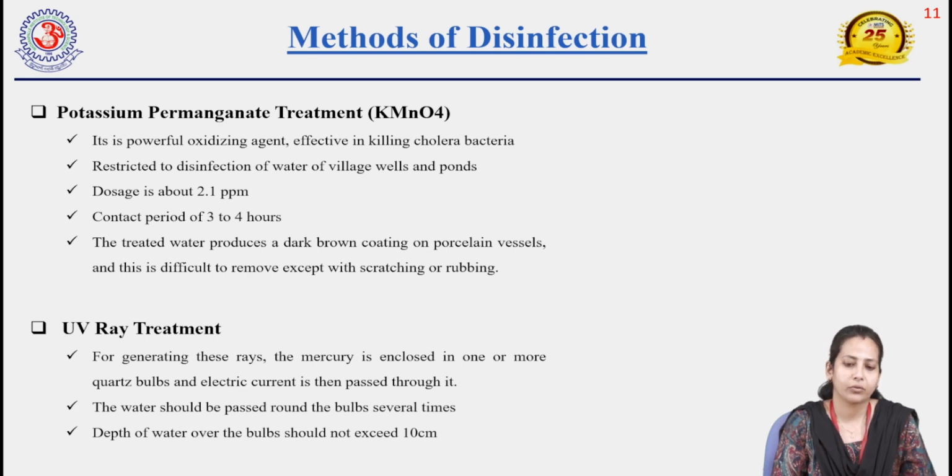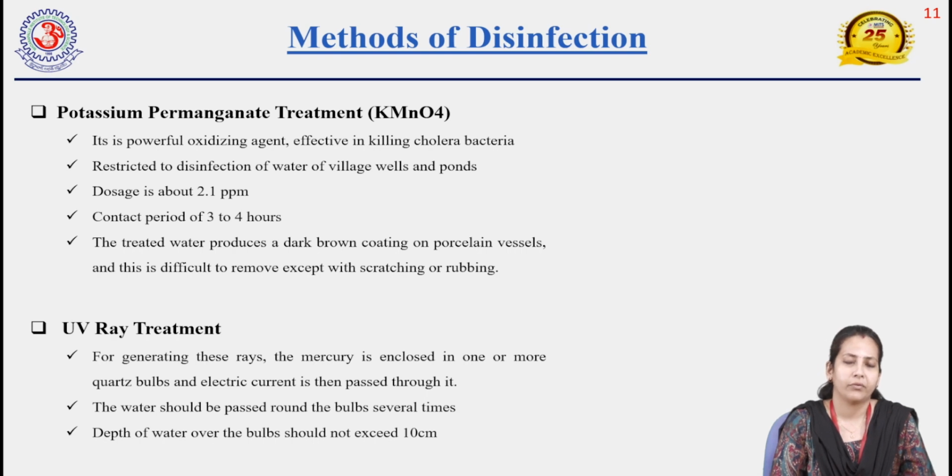So this also produces some water layer, a dark brown layer over it. So only during an outbreak, a cholera outbreak, will it be used. So on a large scale, in wells and ponds, we can use this type of disinfectant. Next is UV ray treatment.